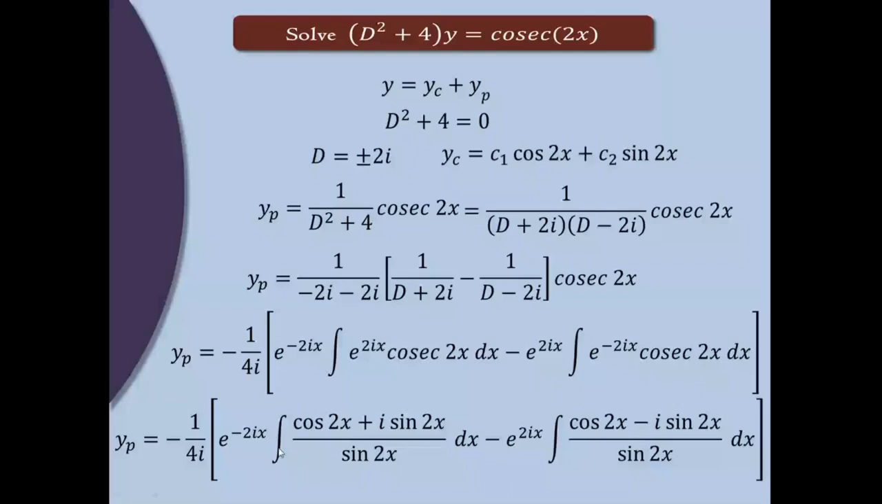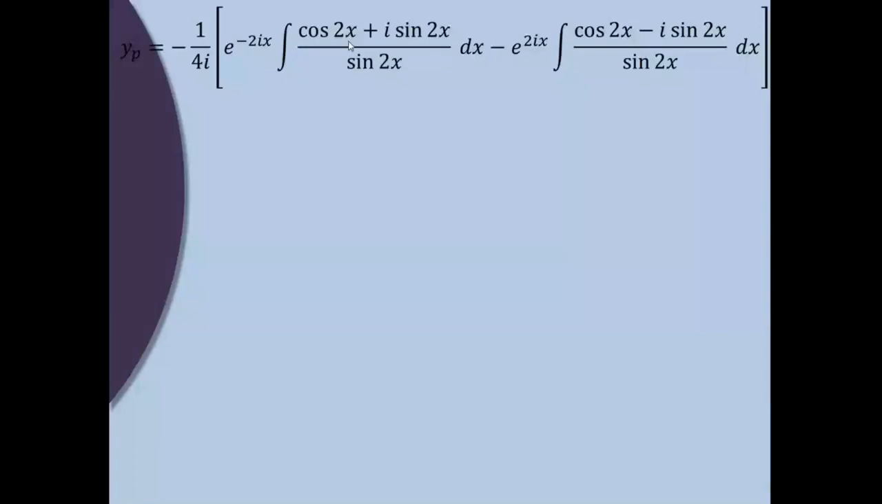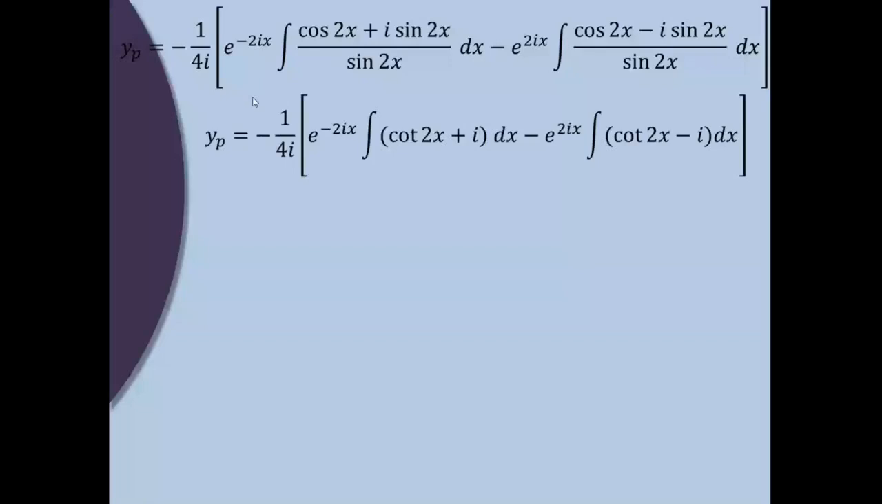Now again, direct integration is not possible. So what to do? Separate out the denominator. Cos by sine, sine by sine. Separate out the denominator in both integrations. What is cos by sine? Cos by sine is cot. Sine by sine gets cancelled, only i will remain here. Again, this cos by sine is cot, and sine by sine gets cancelled. It becomes e raised to minus 2ix integral of cot 2x plus i dx, minus e raised to 2ix integral of cot 2x plus i dx.